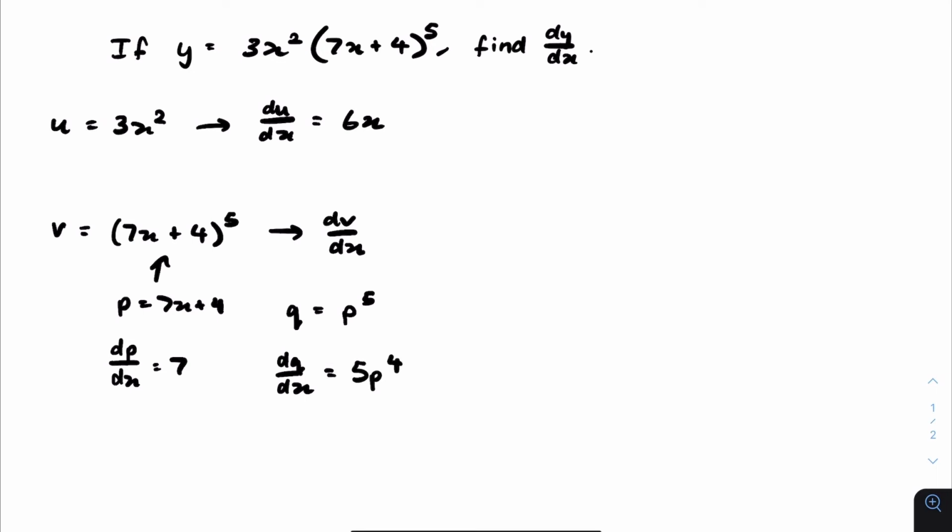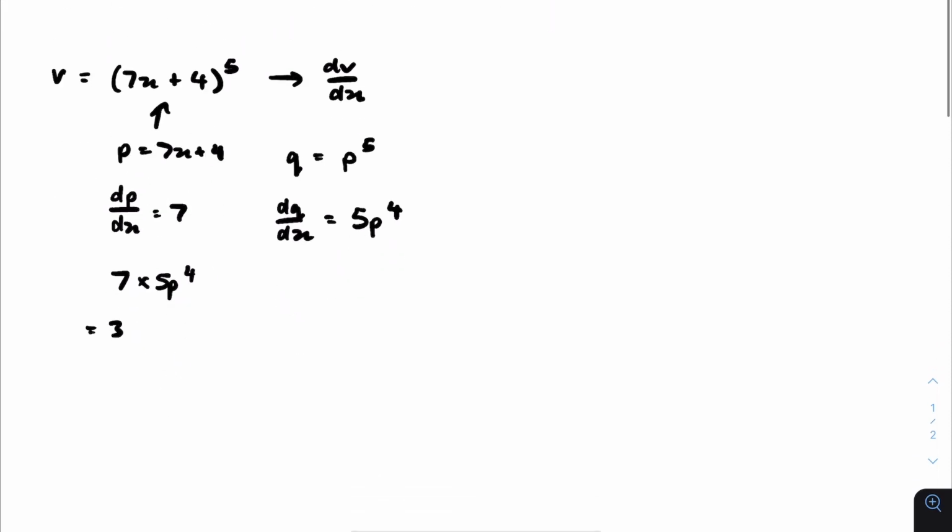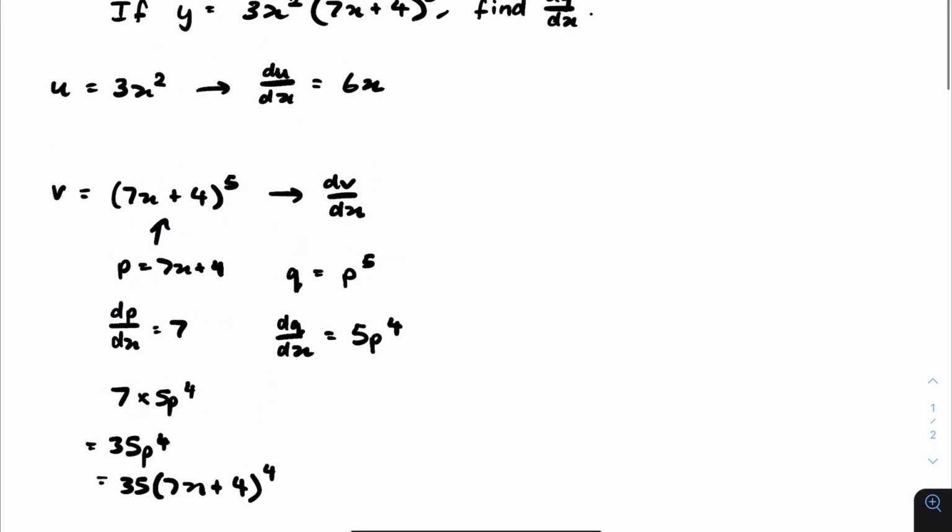Now, all we have to do is multiply the two together to get the derivative of 7x plus 4 to the power of 5. So 7 times 5p to the power of 4 gives us 35p to the power of 4, which is equal to 35 times 7x plus 4 to the power of 4. So that's the derivative of v with respect to x. So we can write that over up here with dv over dx.